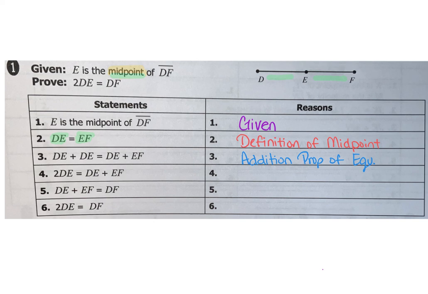Now, what did they do from step 3 to 4? All they did was add DE and DE. What is that? Yeah, it's combining like terms or simplifying. So all they did was simplify here.